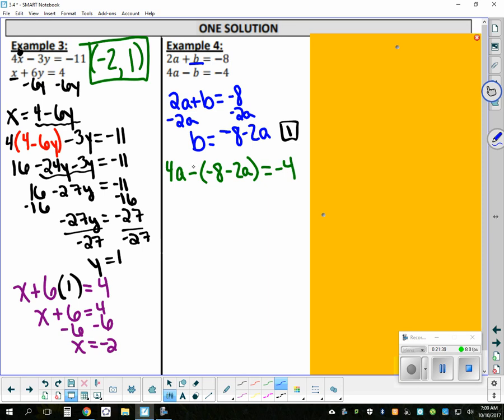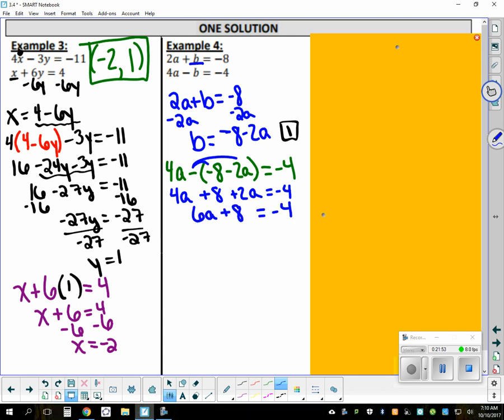So I need to distribute the negative sign. 4a plus 8 plus 2a. I am left with like terms on the same side. 4a plus 2a is 6a plus 8 equals negative 4. Subtract 8 on both sides. 6a equals negative 12. Divide by 6, and I get my answer for a of negative 2.